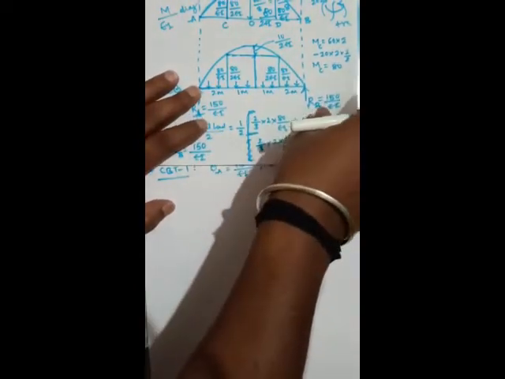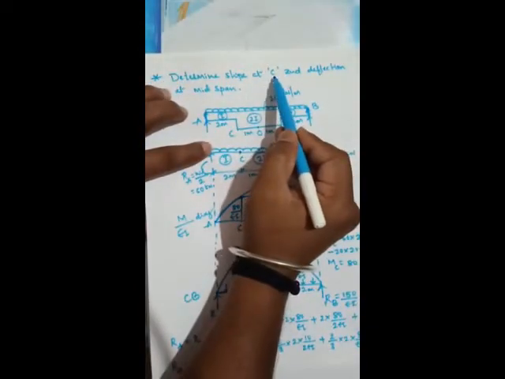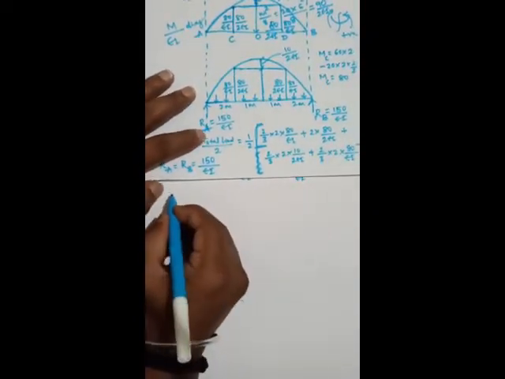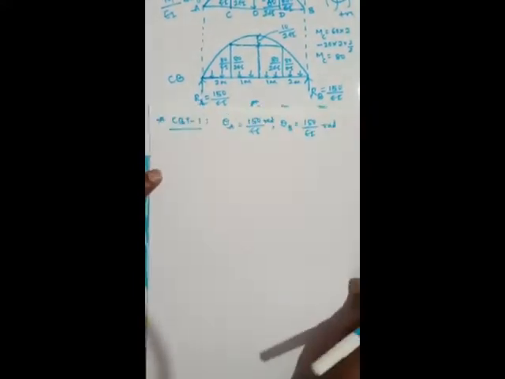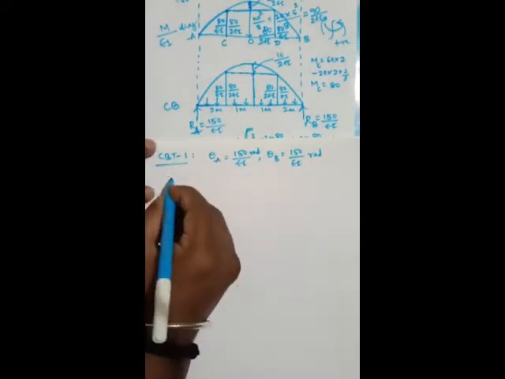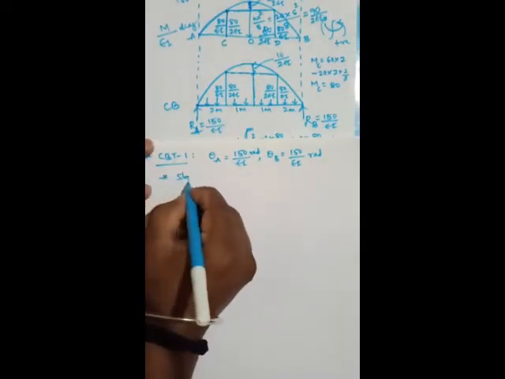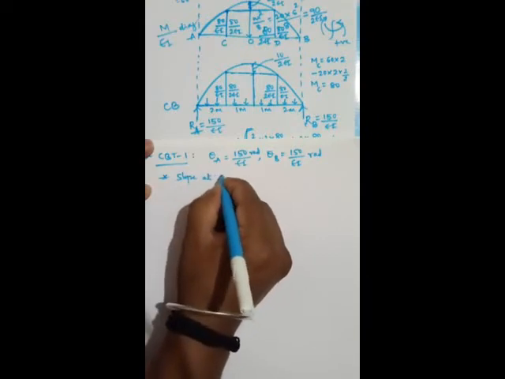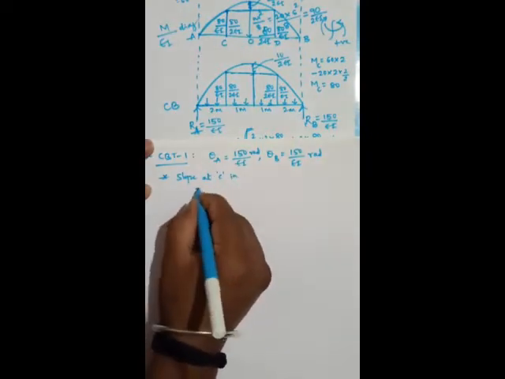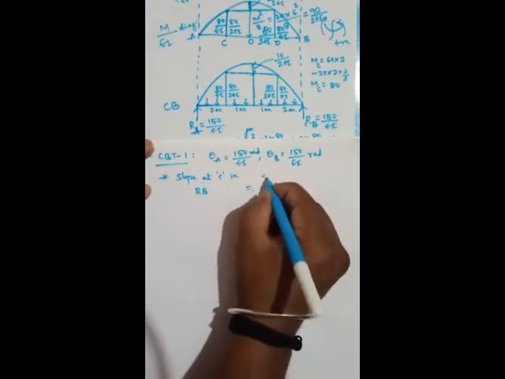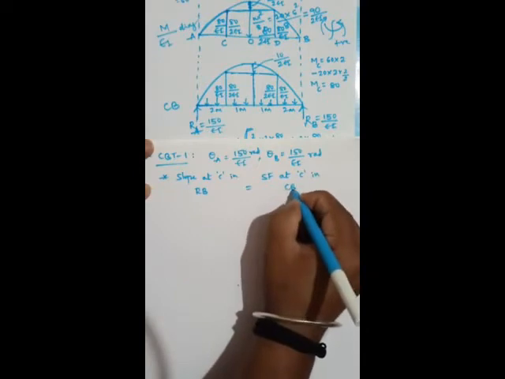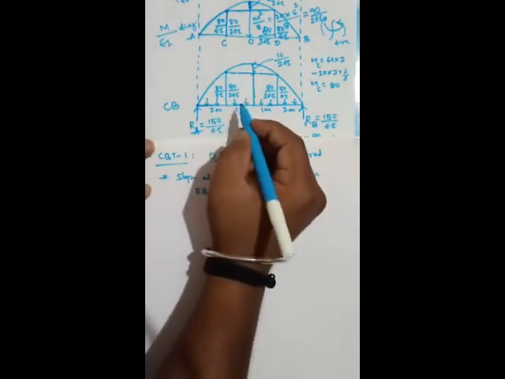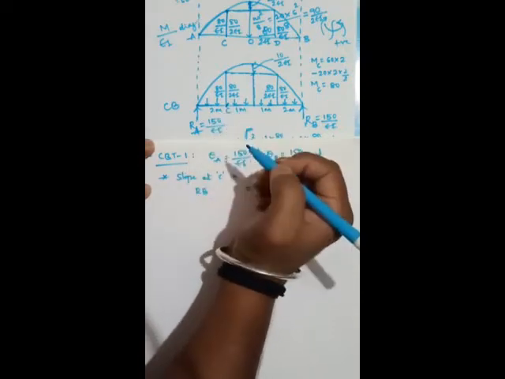So now in the problem, they have asked what is the slope at C and the deflection at midspan, correct? So slope at C in the real beam is equal to the shear force at C in the conjugate beam. So point C is where? Point C is here, okay?